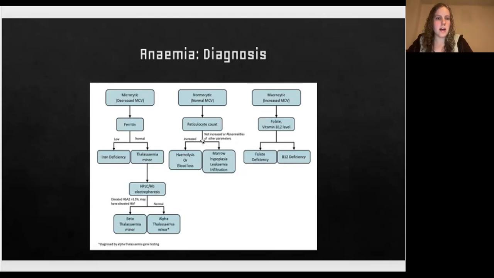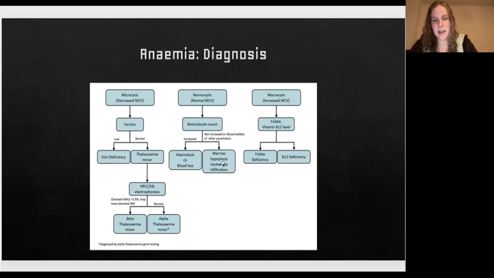Then normocytic, you usually have things like hemolysis, blood loss. Chronic conditions can also present as normocytic anemia a lot. And then you've also got your blood cancers. You can look at the reticulocyte count. Reticulocytes are developing blood cells. So if you're losing a lot of blood or breaking down a lot of red blood cells, your body will produce more new red blood cells, so your reticulocyte count will be higher.